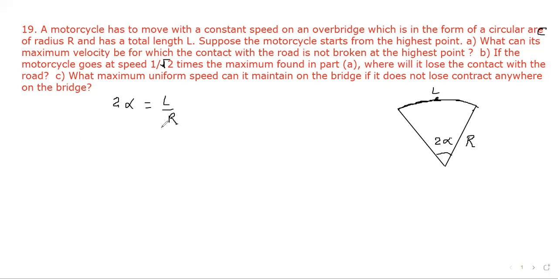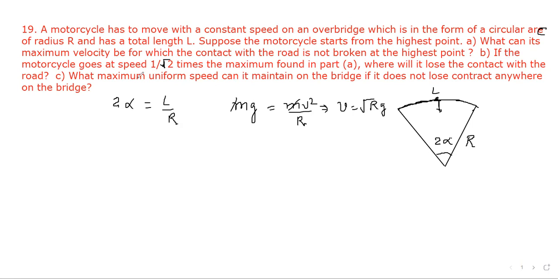Now, at the highest point, weight will be in the downward direction and the centrifugal force will be in the upward direction. The two must be equal. So mg must be equal to mv square upon r, from where we get v equal to root rg. m will cancel out and then we will cross multiply. So v equals square root of rg. So this is the first case.